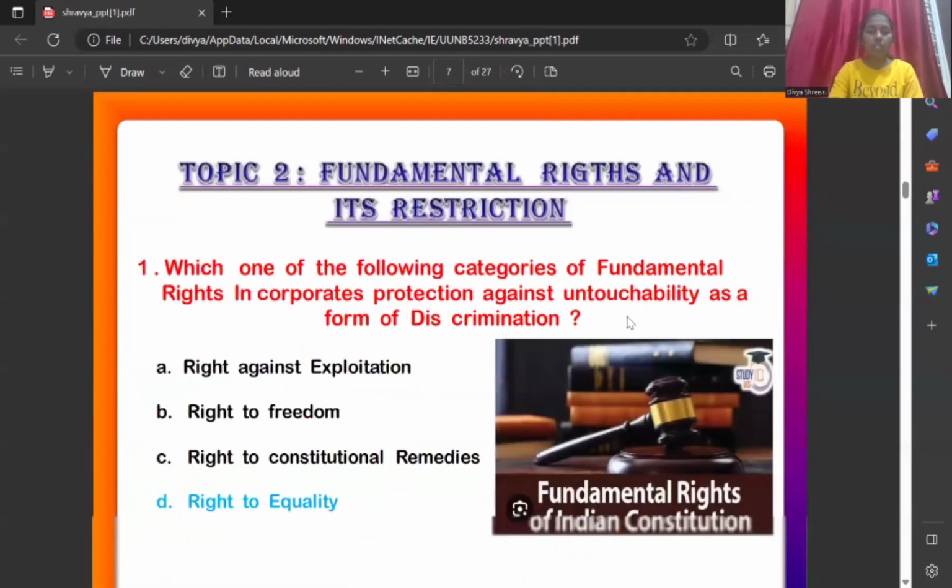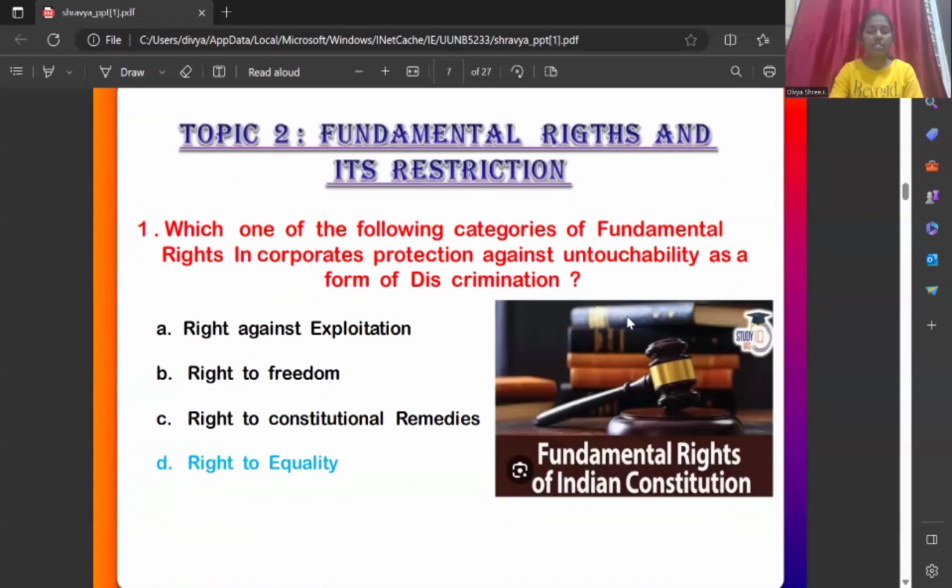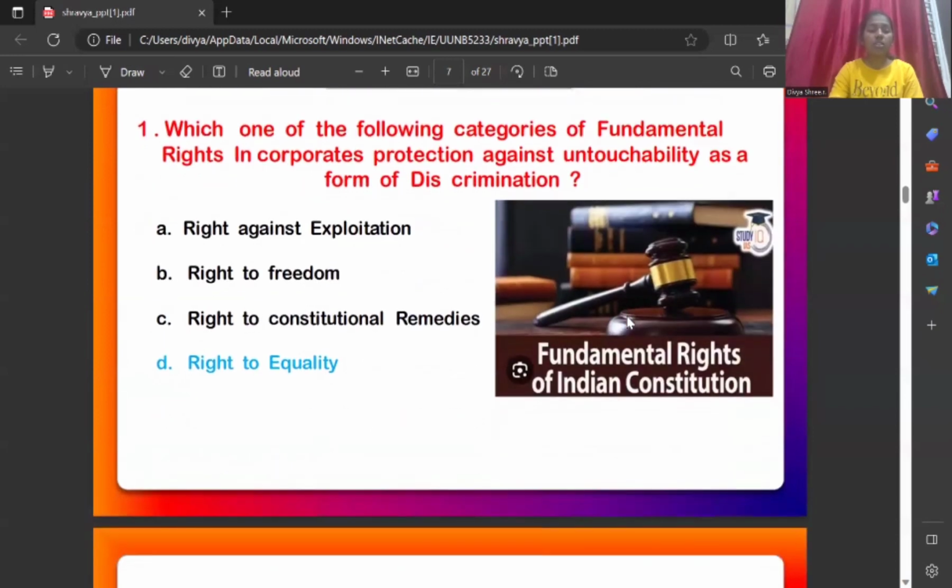And topic 2 is fundamental rights and its restrictions. In that, the first MCQ is, which one of the following categories of fundamental rights incorporates protection against untouchability as a form of discrimination? The options are: option A is right against exploitation, option B is right to freedom, option C is right to constitutional remedies, and option D is right to equality. The correct answer is option D, that is right to equality.